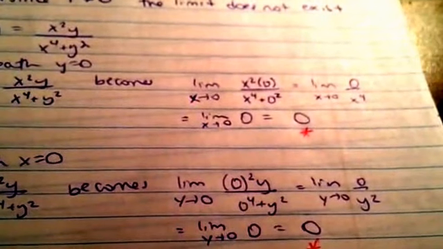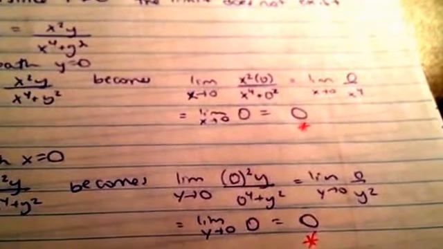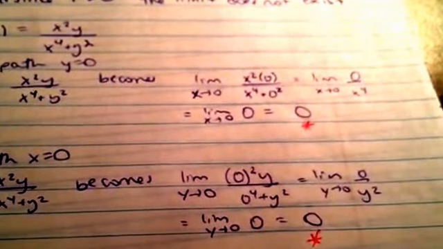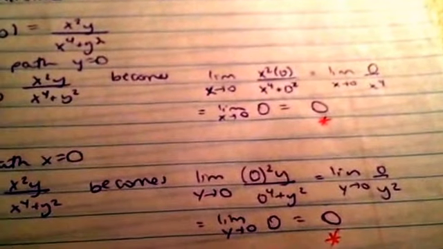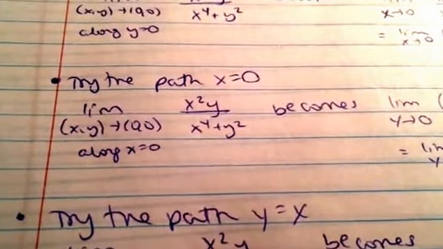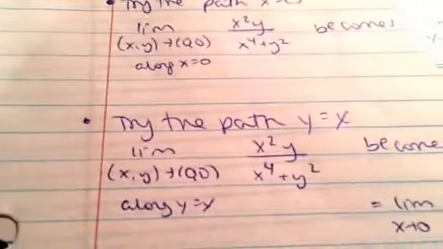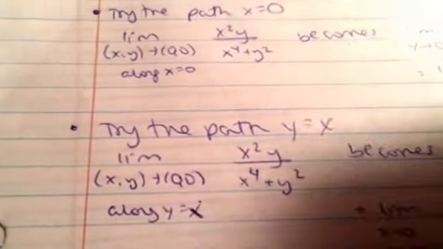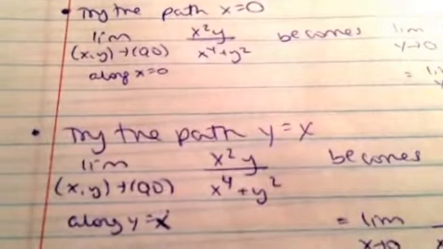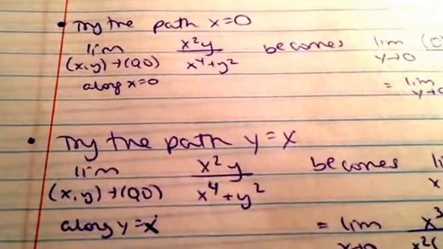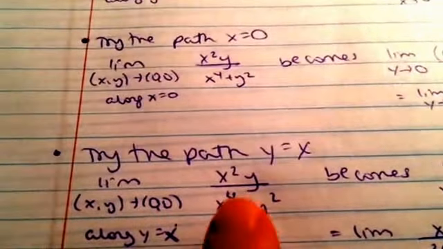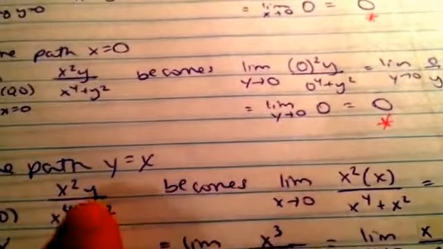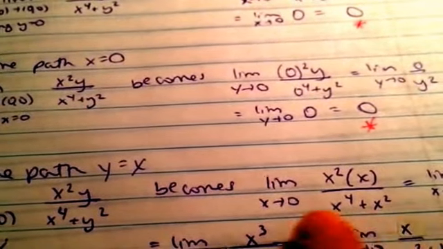Do not say, hey, I got the same thing, so the limit must be 0. No, you tried 2 paths out of infinitely many. So you have infinitely many more left to try. Just because you got 0 does not mean the limit is 0. Just keep trying. So I'm going to try my 3rd recommended path, the path y equals x. Along the path y equals x, you can either change all of your y's to x's or all of your x's to y's. I like to change all of my y's to x's because I like x's better. So that y became an x, that y became an x. All that's left is x's.